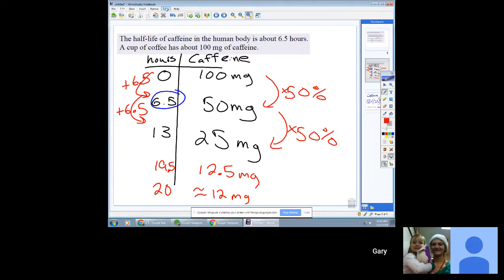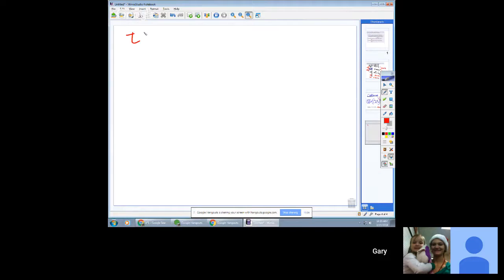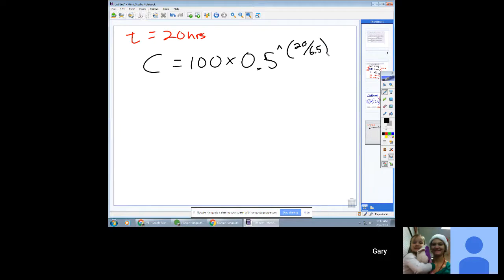Okay, so what we're going to do is we're going to calculate for 20 based on our formula. So we've got 2 versions of the formula we're going to test out. So I'm going to let T equal 20 hours. And the first formula said to get the amount of caffeine, take 100 times 0.5 raised to the power the amount of time that's gone by, and then how many half-lives are in there. So the amount of time over 6.5. So try typing that into a calculator and see what you get.